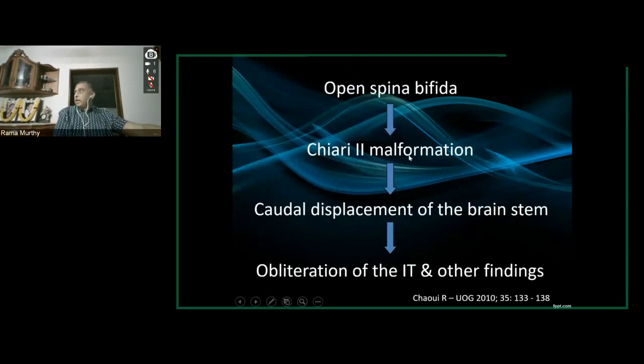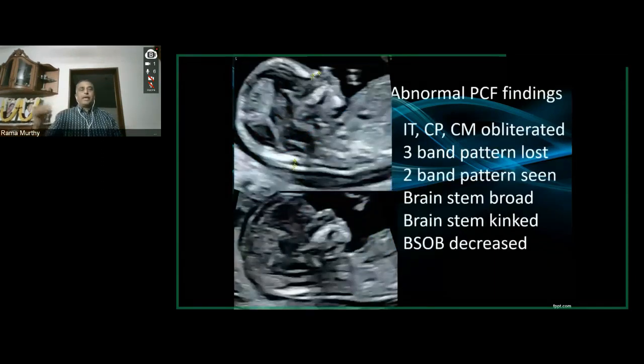Now, what happens in open spina bifida is that there's a Chiari II malformation, and in Chiari II malformation, there is a caudal displacement of the brainstem. Because the brainstem moves downwards caudally, it distorts the anatomy of the posterior cranial fossa, and therefore those 2 lines and 3 hypoechoic bands do not show their normalcy, becomes abnormal, right? So now what are the abnormal findings?